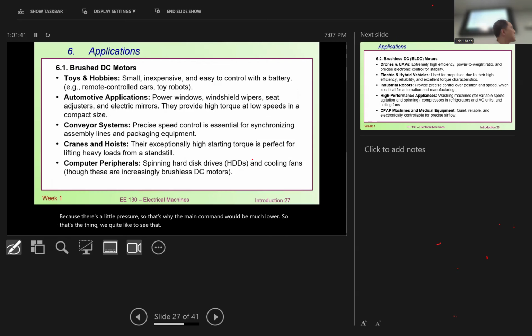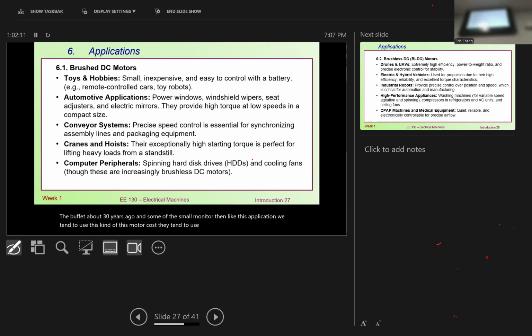As for applications, this kind of brush motor is simple and easy to use. That's why it has been used for toys, other hobbies, and small appliances. In the old days, we did use them for some automotive applications, some really old EVs, about 30 years ago. And for some small motors, we tend to use this kind of DC motor because they're really cheap and low cost.